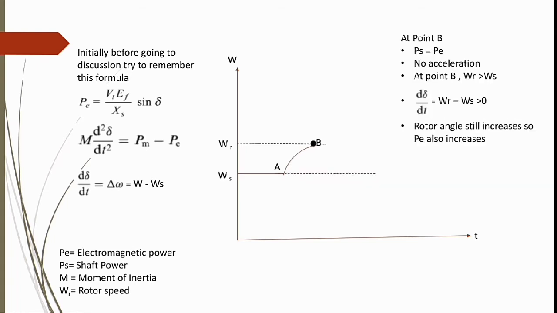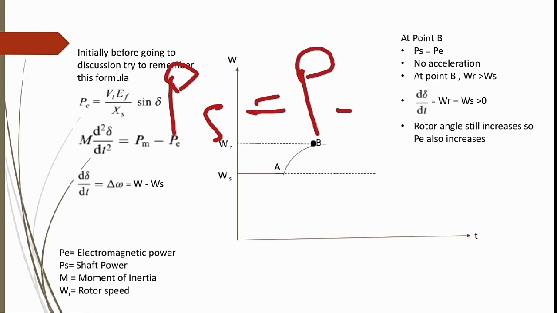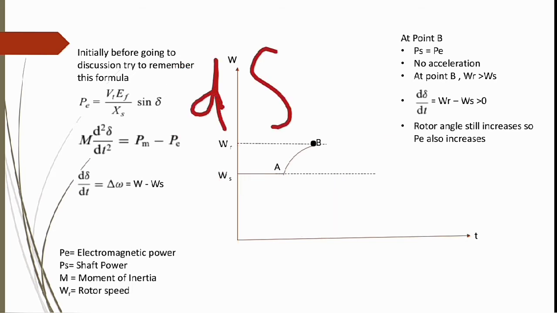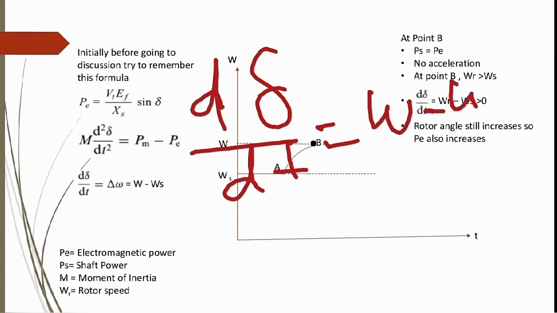Now we get to point B. Okay, what happened at point B? At point B, PS, or you can say soft power, is equal to PE. In this case the acceleration power is 0, so no acceleration occurred. So here you can say d del by dt equals omega minus omega s.